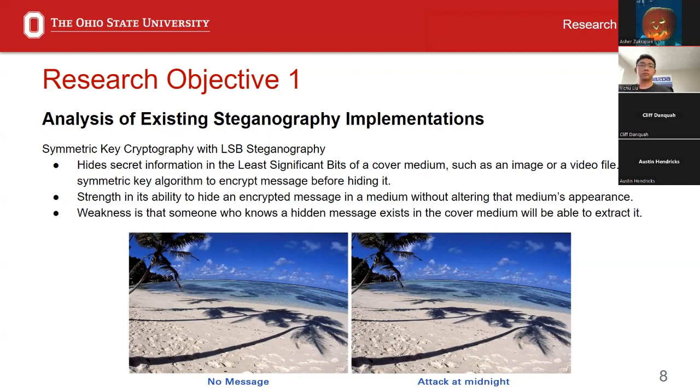And this method is strong in its ability to hide an encrypted message in a medium without altering that medium's appearance. So if you look at the image at the bottom, the image on the left has no message hidden in it, but the image on the right has the message "attack at midnight." Although the images are identical visually, you wouldn't be able to know that there's a message in there unless somebody told you. However, the weakness in that is that somebody who does know that a hidden message exists in the cover medium will often be able to extract it. And also the length of the message is very limited by the size of the cover medium itself.